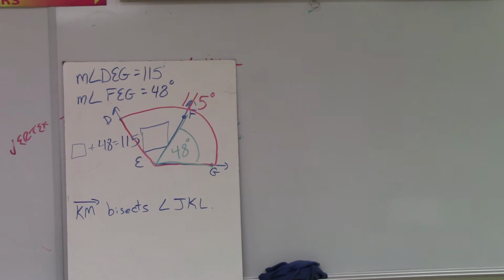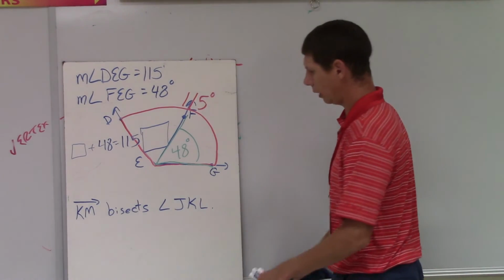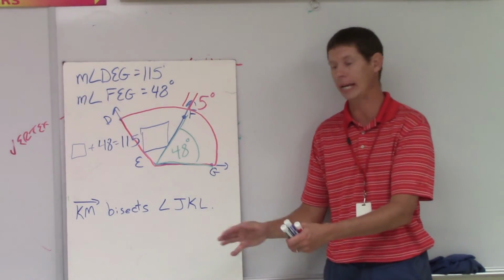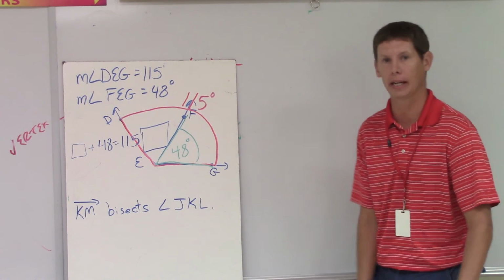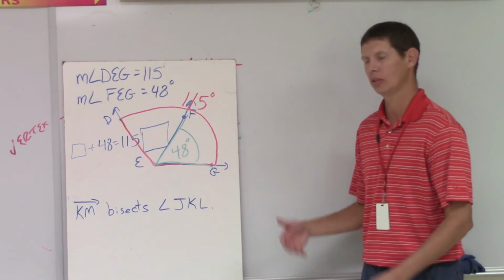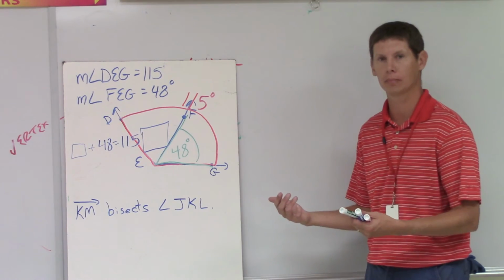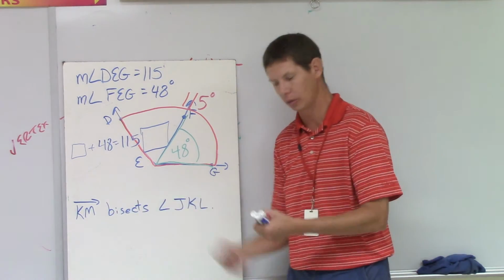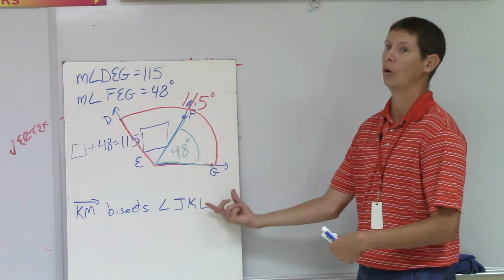Now you'll notice I don't have the whole problem written down, and here's why. A picture's worth 1,000 words. The first part of this problem says ray KM bisects angle JKL. Here's my advice. Draw a picture. Okay. Start with your biggest object. What's bigger, an angle or a ray? Hopefully you said an angle.